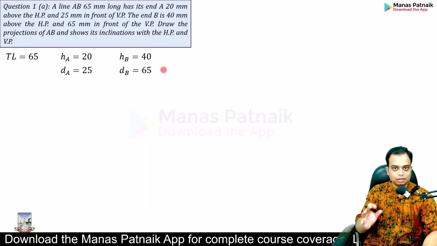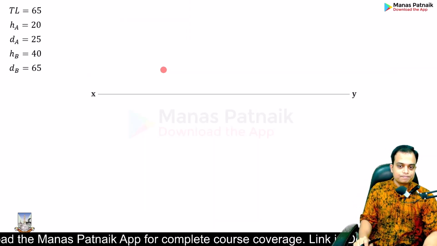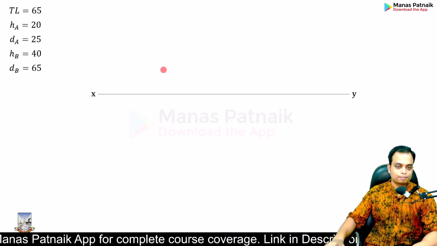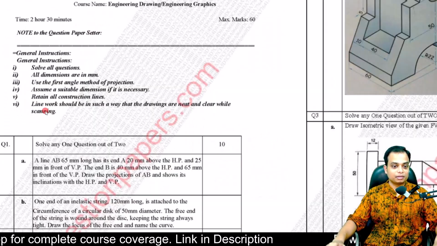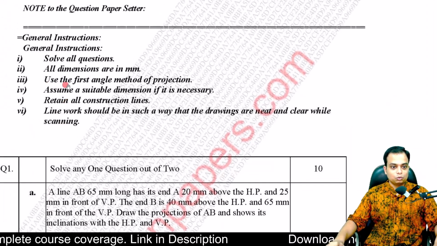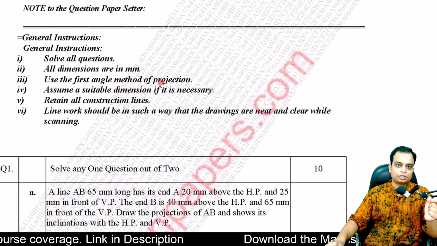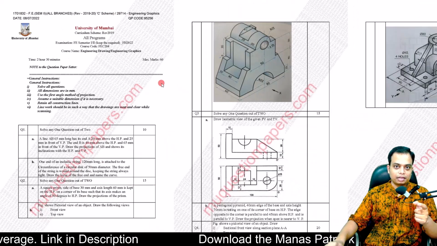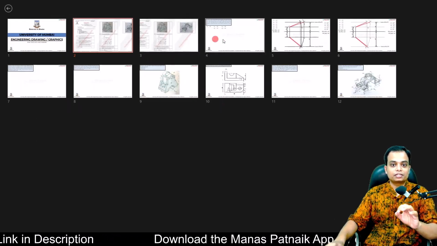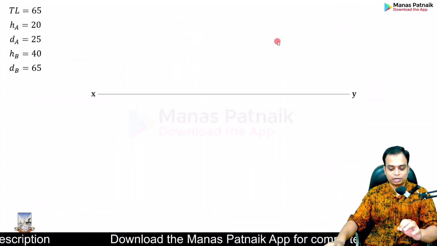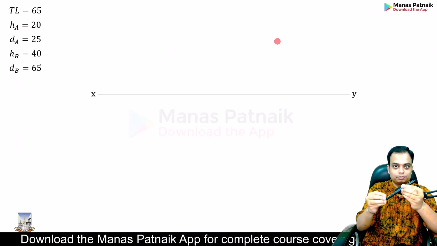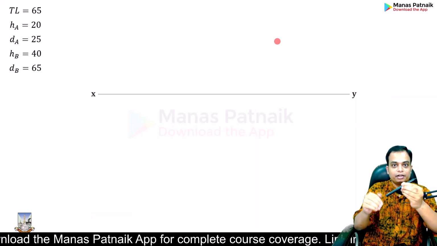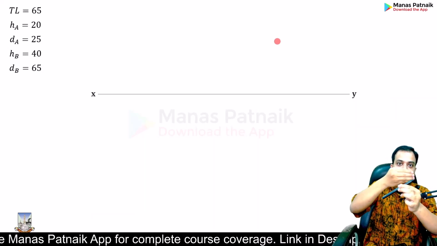Let me take you to the next slide for the drawing. And here we go. What are you going to do now? Sir, there is a note which has been given in your question paper that use the first angle method of projection. That means the line we are talking about is in the first quadrant. Okay. So in the first quadrant, the line is composed of points. What are the end points? These are points. Okay, so this point is above HP and in front of VP. This point also above HP in front of VP.